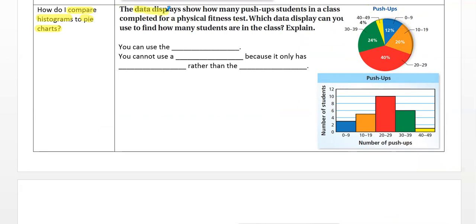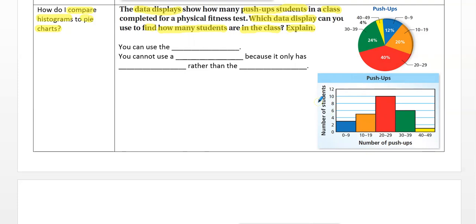But this says the data displays show how many push-ups students in a class completed for a physical fitness test. Which data display, now if it says which, that means we have a choice between one or the other, can you use to find how many students are in the class? And then explain. How many? Wait, we just talked about this in the last question. Whenever it asks how many, are we talking about the intervals or the frequency? We're talking about frequency.